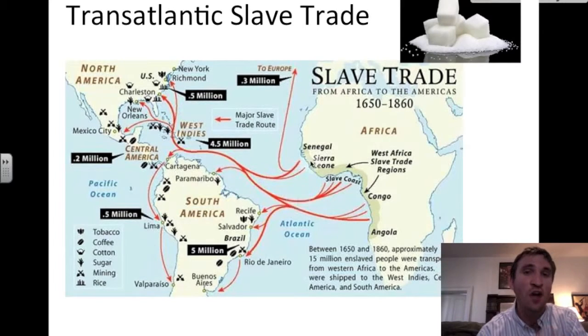Now notice the majority of the slaves are sent to the West Indies in the Caribbean, 4.5 million, and to South America, especially to Brazil. 5 million slaves end up on plantations in Brazil. Only 500,000 slaves end up on the northeast coast of what will become the United States.